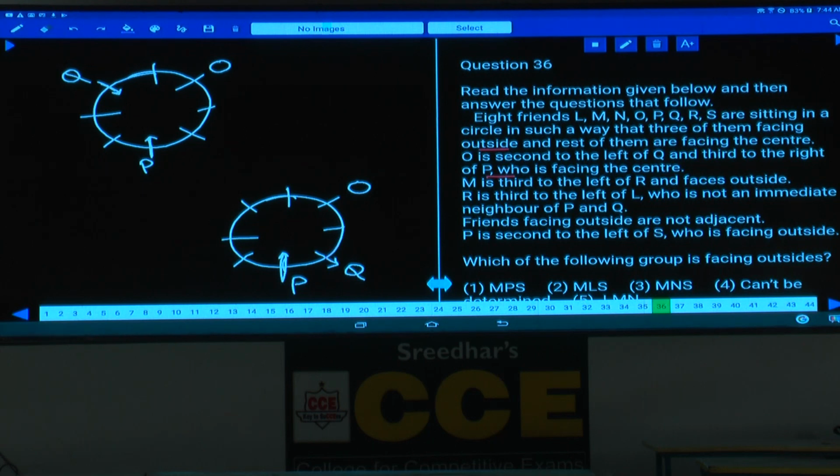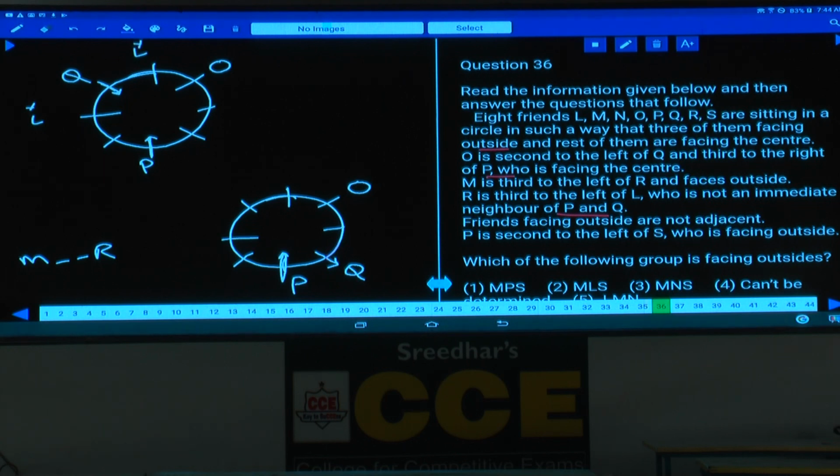Then M is third to the left of R and faces outside. Between M and R there must be exactly 2 persons, and M faces outside. And R is third to the left of L. And L is not an immediate neighbor of P and Q. L cannot be here and L cannot be here. Then what are the possibilities for this L?